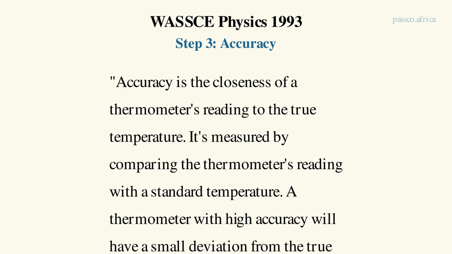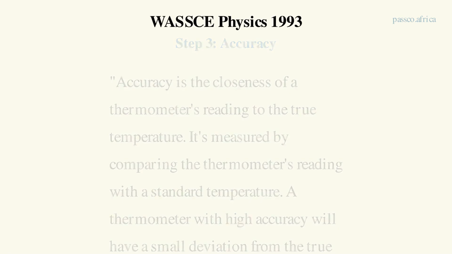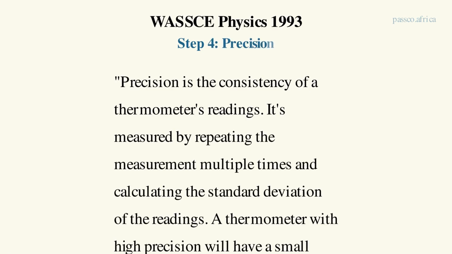Step 4. Precision. Precision is the consistency of a thermometer's readings. It's measured by repeating the measurement multiple times and calculating the standard deviation of the readings. A thermometer with high precision will have a small standard deviation.